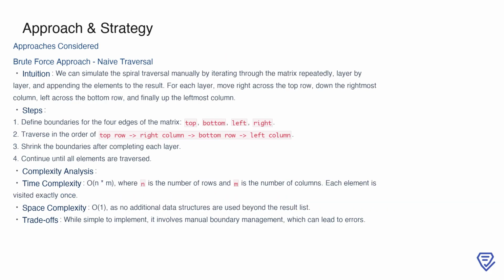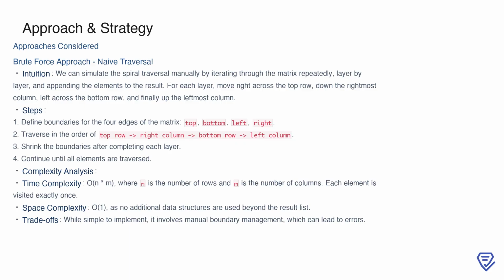To solve the spiral matrix problem, one approach we can consider is the brute force method, which involves manually simulating the spiral traversal of the matrix. The idea here is to process the matrix layer by layer. For each layer, we traverse the top row from left to right, then move down the rightmost column, followed by traversing the bottom row in reverse, and finally moving up the leftmost column. To achieve this, we define boundaries top, bottom, left, and right that shrink inward as we complete each layer. This process continues until every element in the matrix has been visited.